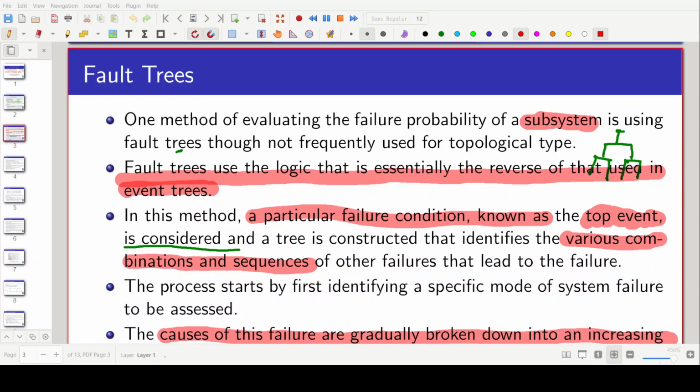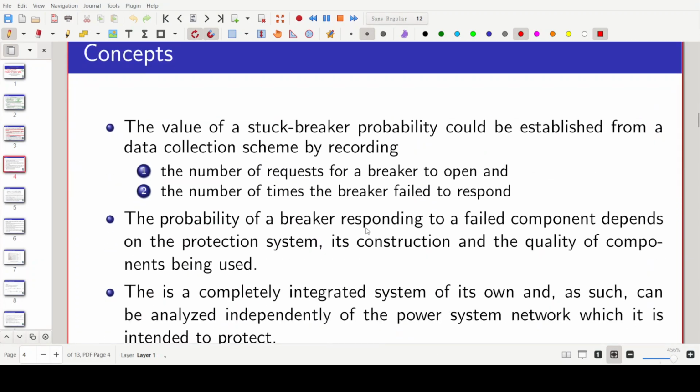Okay, so we were here, we were discussing fault trees, and we discussed in detail how to construct a fault tree. Now you are aware of what techniques to use for evaluating the protection system reliability, we will discuss the various concepts. The value of the stuck breaker, that means you have given a signal to the circuit breaker but it is not operating. So what is the probability of that? So that can be established from a data collection scheme by recording the number of requests for a breaker to open and the number of times the breaker failed to respond.